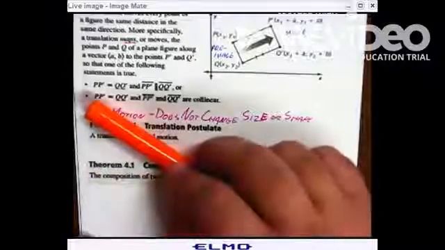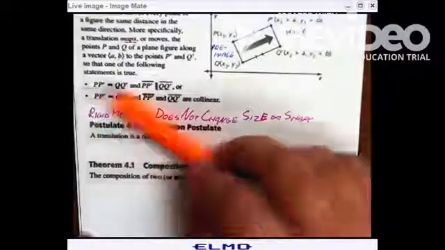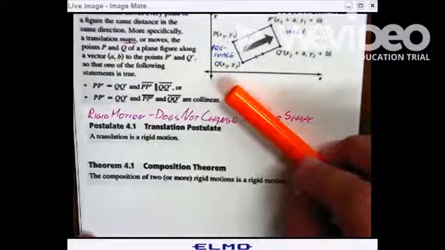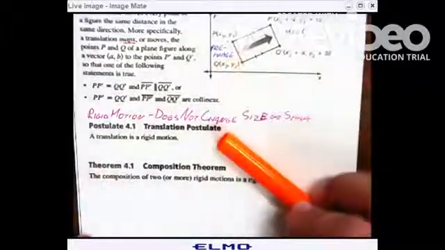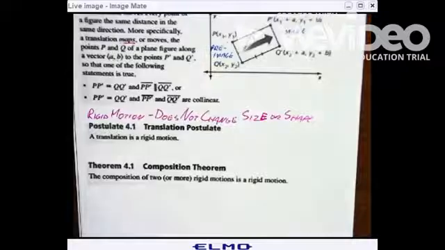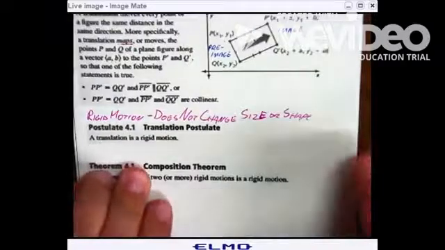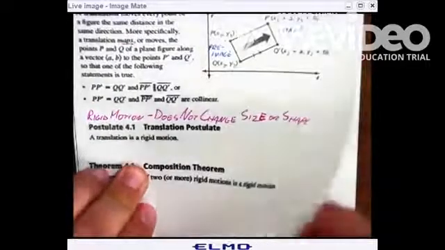So if the first one is a translation, it doesn't change the shape. The second one doesn't change size or shape. And the third one doesn't change size or shape. Then doing all three of them together still does not change the size or shape. It doesn't matter how many times you don't change anything, you still haven't changed anything. All right? That's what this composition theorem says. Pretty common sense, but they still need a theorem for it.